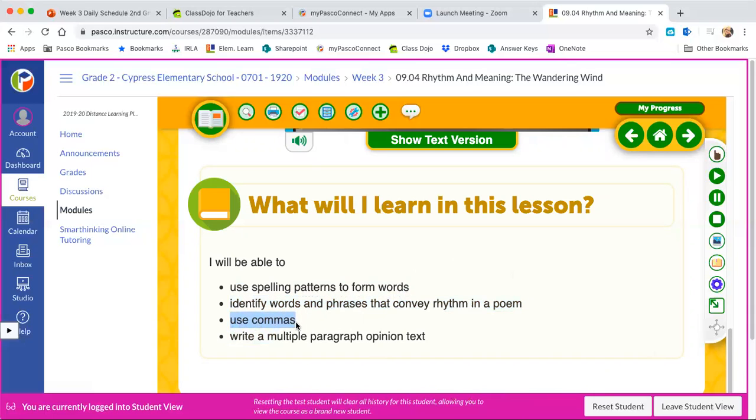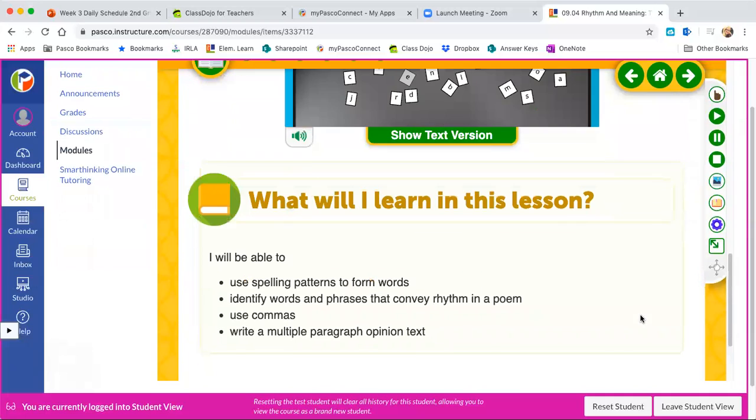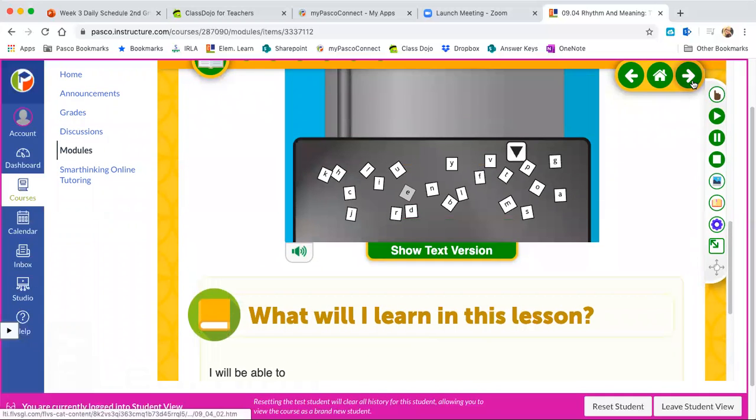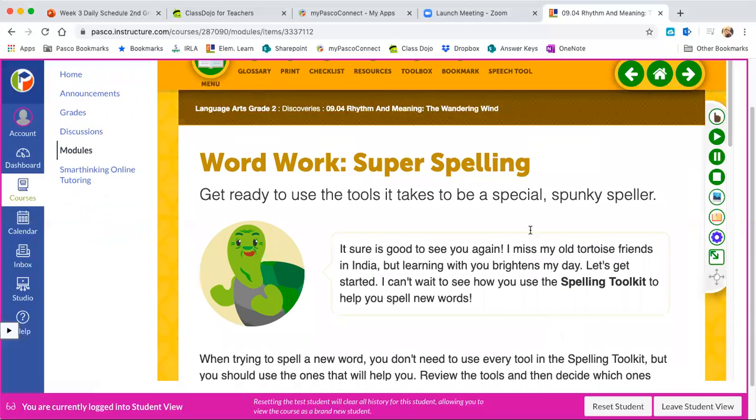Use commas. Write a multiple paragraph opinion text. Okay, scroll down. I don't see anything else. I'm going to go back and click on the green arrow for the next page.